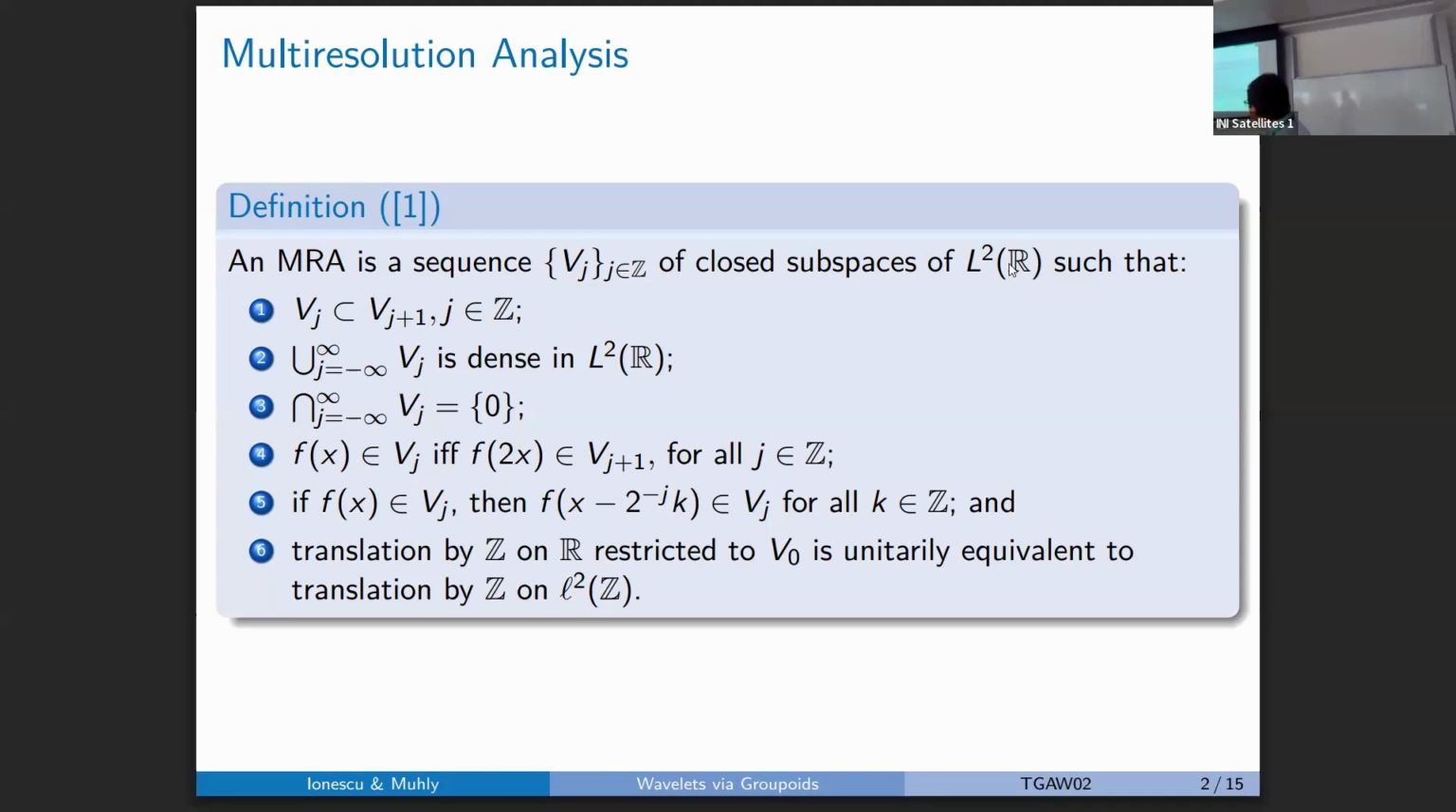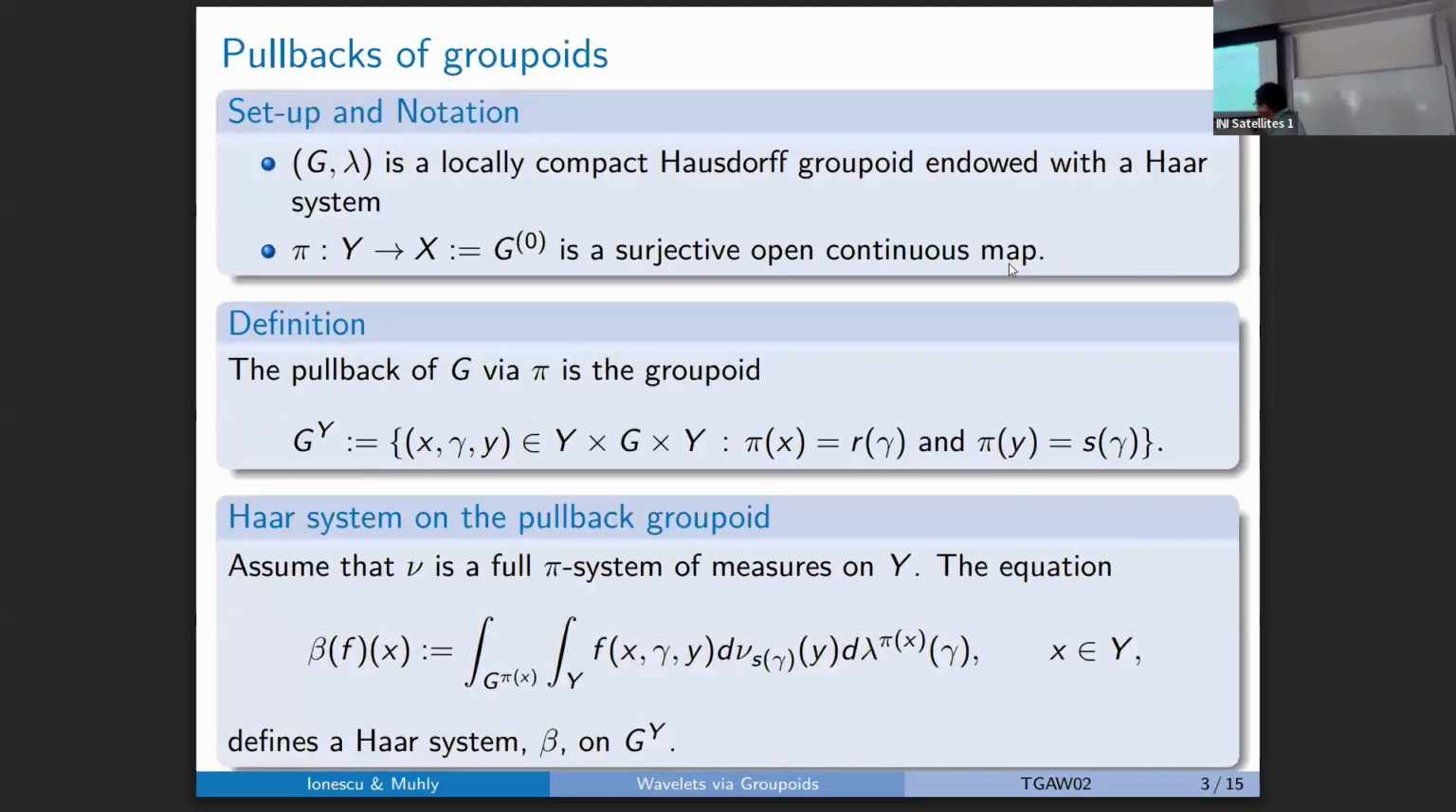So let me present that construction in a more general setting. It has been in the literature, maybe with other names, some creations or blow-ups. But we start with a locally compact Hausdorff groupoid with a Haar system. And the second ingredient that we need is a surjective open continuous map from another locally compact space onto the unit space of the groupoid.